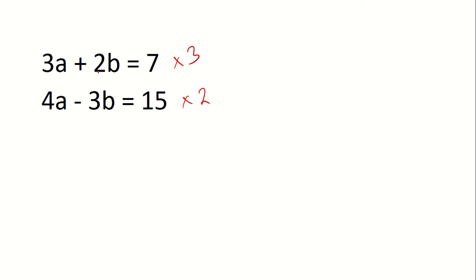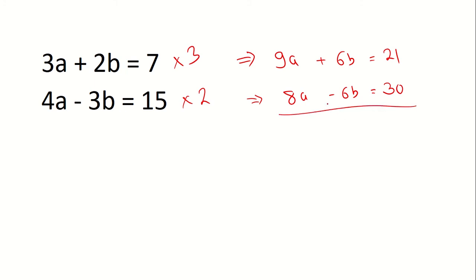So I have to make this 2 as 6, I have to multiply it by 3. So the first equation will become 9A plus 6B is equal to 21, while the second equation will become 8A minus 6B is equal to 30. Now if I add these two equations, 9A plus 8A is going to give me 17A, plus 6B minus 6B will get cancelled, which is equal to the right hand side 30 plus 21, which is 51. So A will be 51 divided by 17, which is 3.